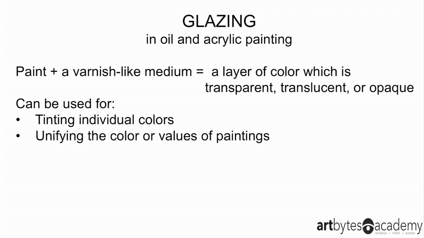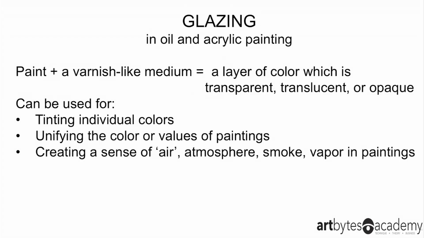Secondly, unifying. Very often, the colors in a painting will look unrelated to each other. A glaze can pull them together by giving all the colors a little of one ingredient, causing what you might say is a type of family resemblance between the colors.